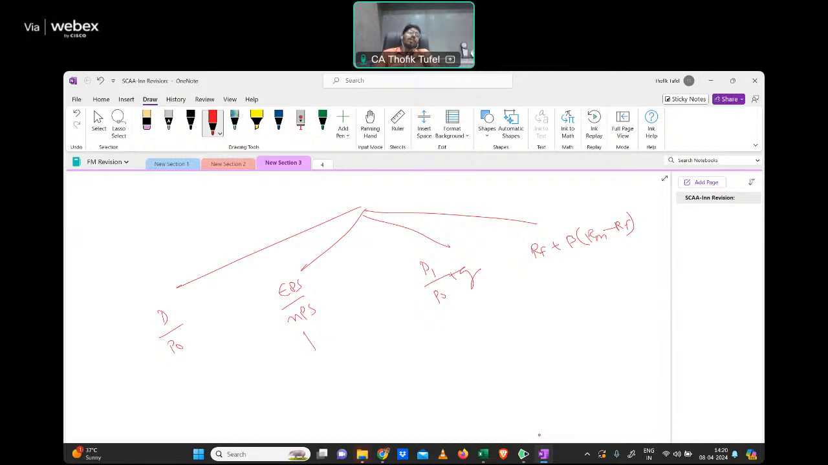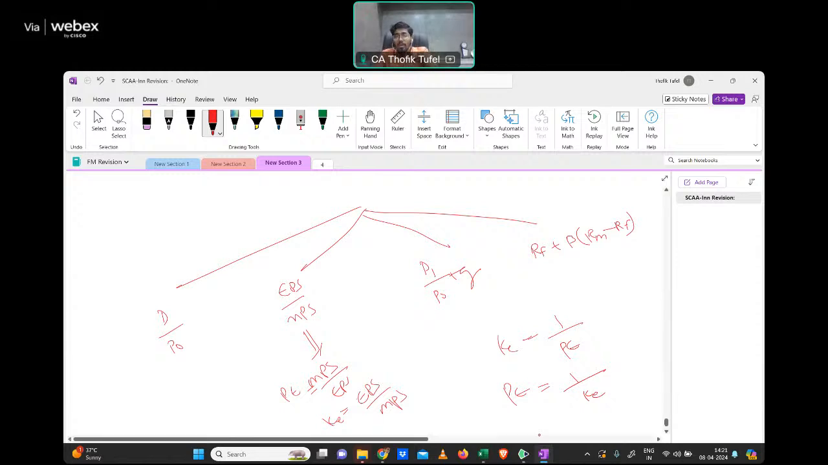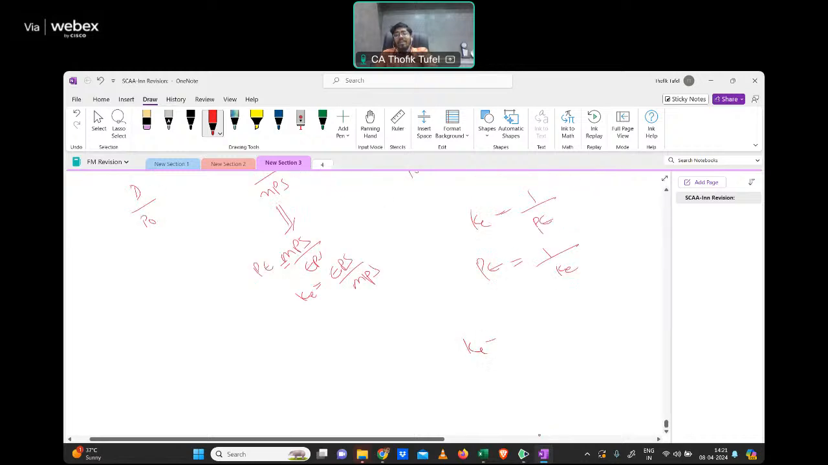Now, if you see, this formula and the P/E ratio formula are actually related. P/E ratio is MPS divided by EPS, and K is equal to EPS divided by MPS. So both are inverse to each other. So I can say that K is equal to 1 by P/E ratio, or P/E ratio is equal to 1 divided by K. So if the P/E ratio is not given, I can take K and find the P/E ratio, which means if K is equal to 20%, my P/E ratio is equal to 1 divided by 20%.